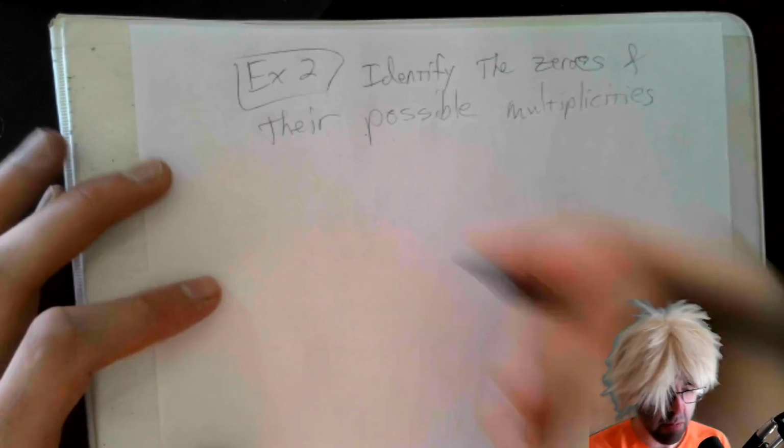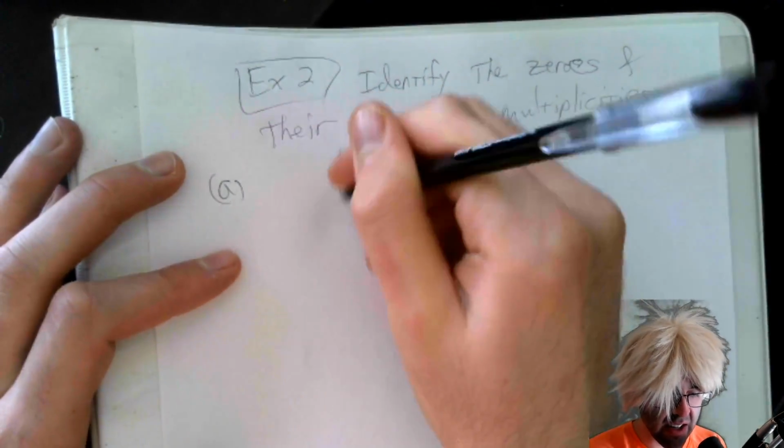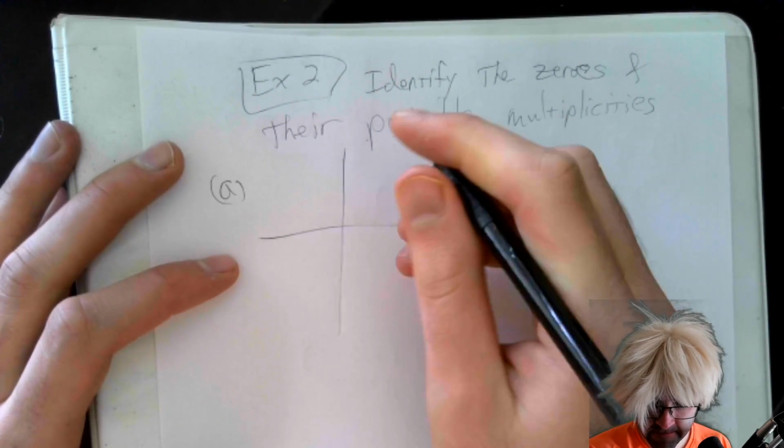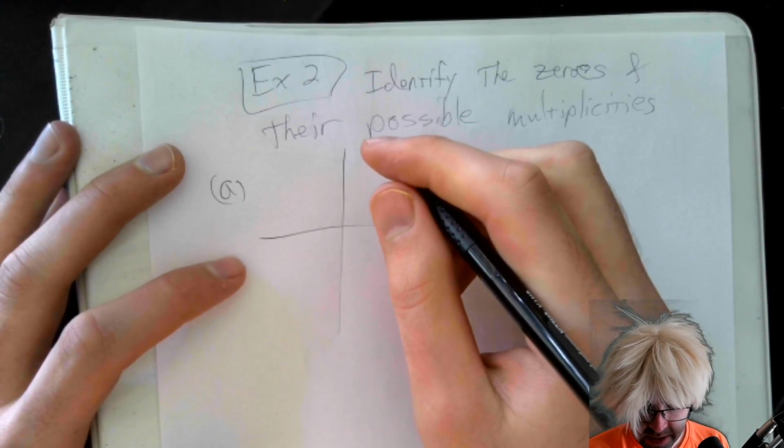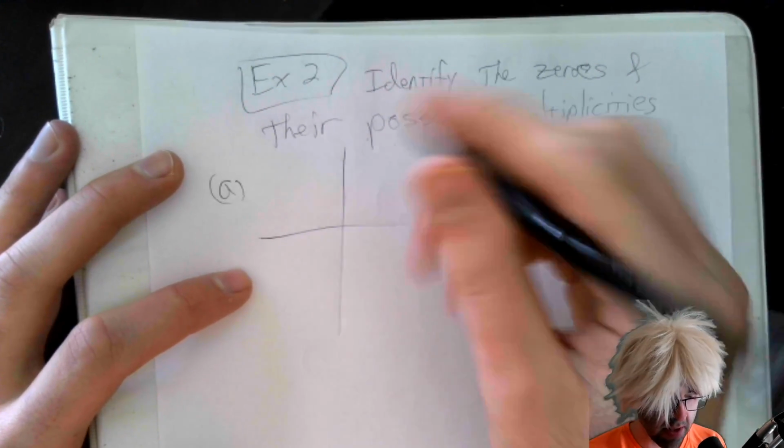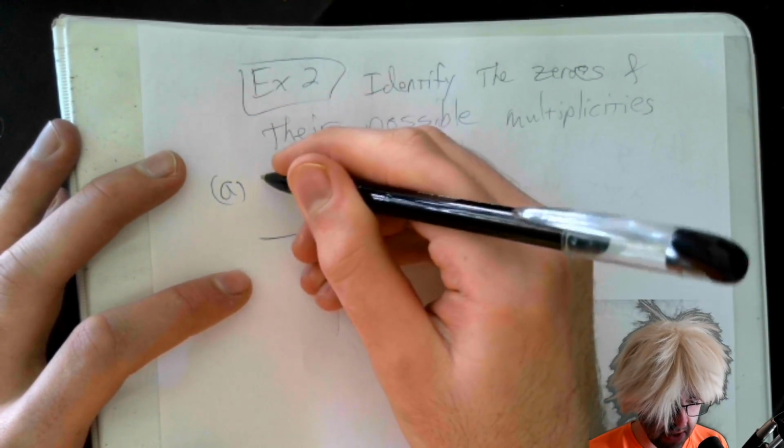So, last problem, part A. Find the zeros and identify possible multiplicities. Okay. So let's say polynomial looks something like this.